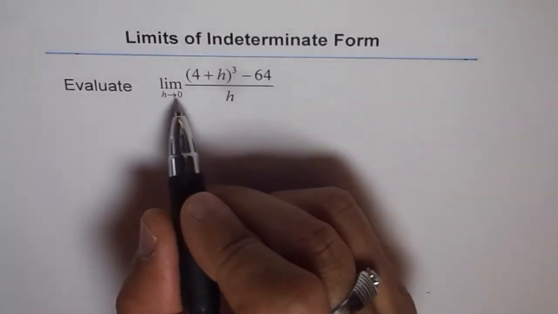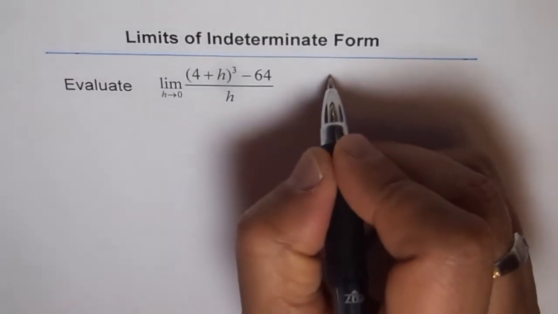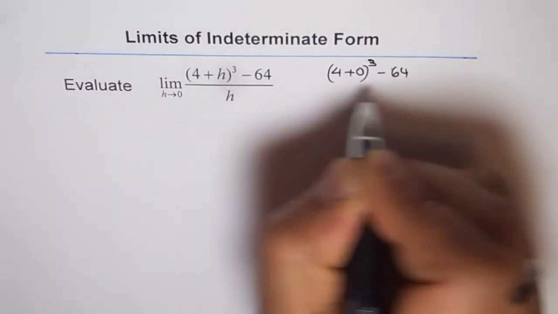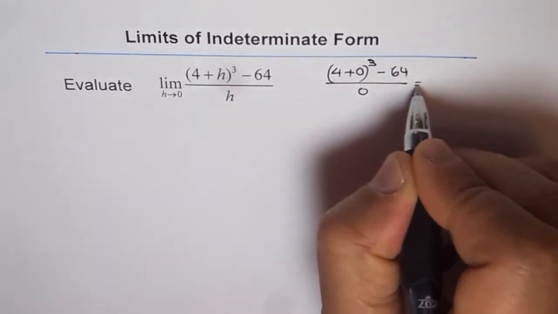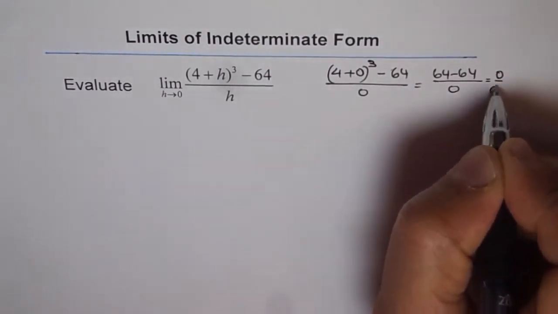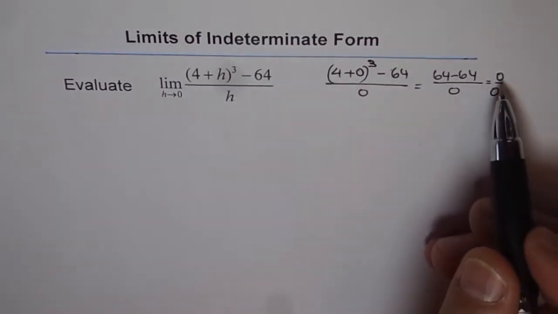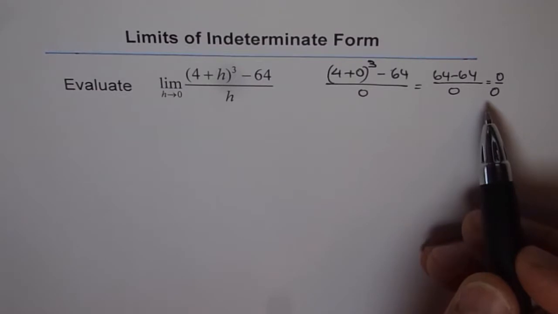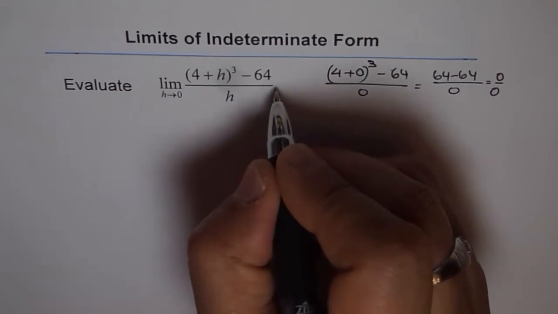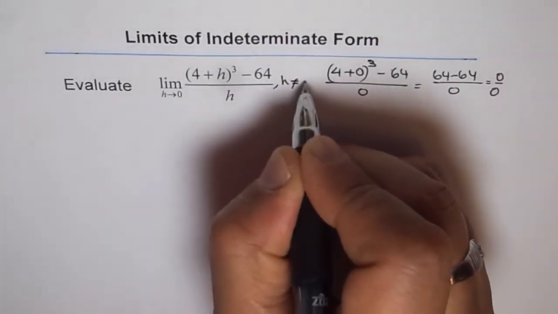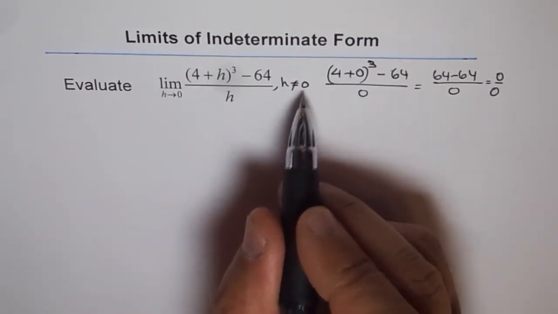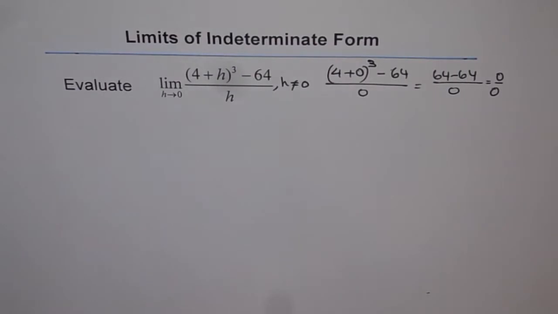Now here, let's put h equals 0 and see what we get. We get (4 plus 0) whole cube minus 64 over 0, which is 64 minus 64 over 0, and that is 0 over 0. So it is the indeterminate form. 0 over 0 is meaningless and is not defined in mathematics. So that shows us that the function is not defined at h equals 0. But you should remember, limit is not at that point.